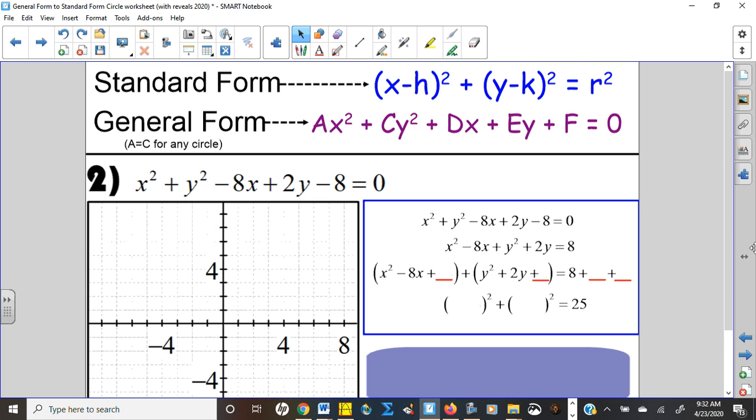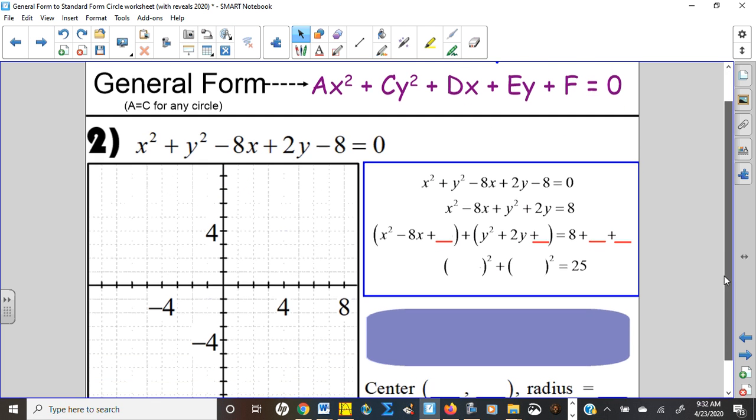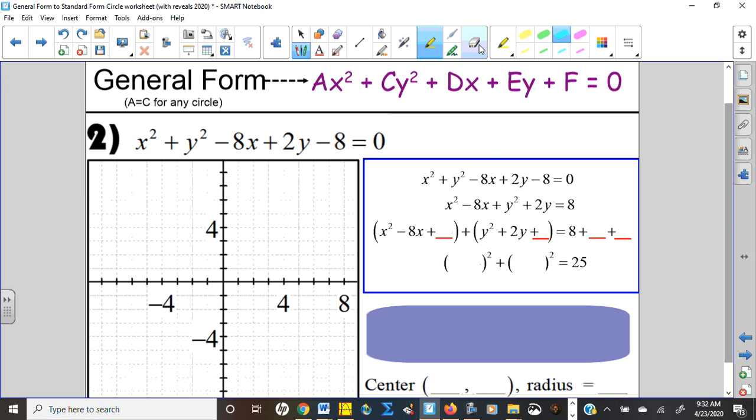Number 2, same game. Just kind of get used to the method. I've got x's here and here. I've got y's here and here. I've got a constant here.